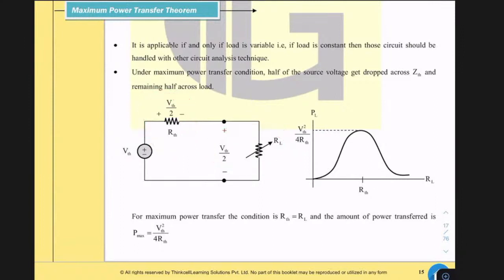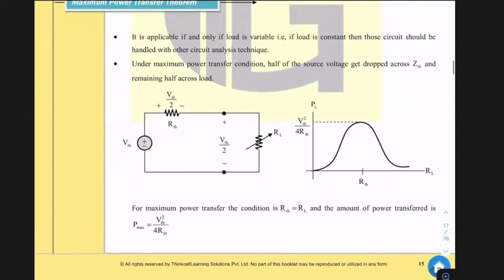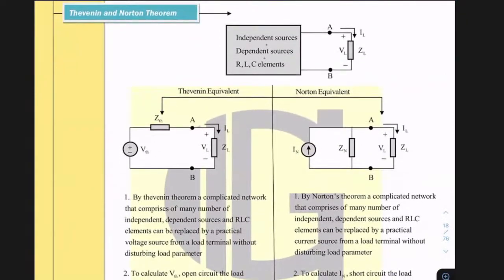So naturally it makes sense: the voltage here is VTH by 2 and this voltage is VTH by 2. The voltages are the same and they are in series, so this resistance equals this resistance. So sometimes we say, if it is a resistive case, RL equals RTH for maximum power transfer. And what is the amount of maximum power transfer? It is VTH square by 4 RTH. This much information is enough for the maximum power transfer theorem. And if you are good in Thevenin, you can easily answer the questions on maximum power transfer.